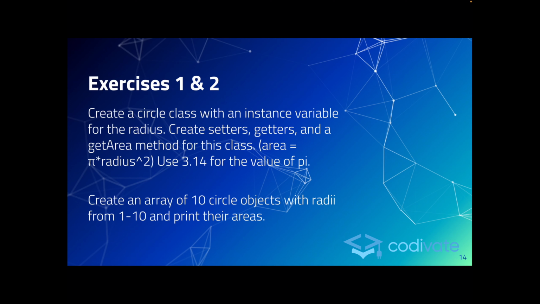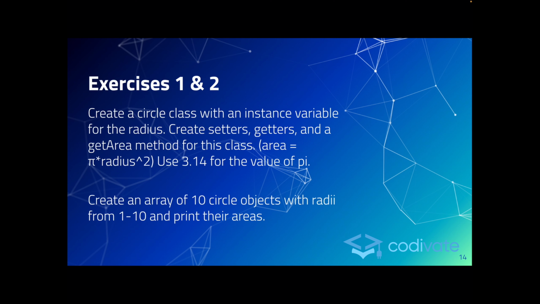Okay, so today we're going to be mainly focusing on our exercises. Here are some of the exercises that you have to do. Start by creating a Circle class with an instance variable for the radius. You should create setters, getters, and also a getArea method for this class. You can remember that the area of a circle is equal to pi times the radius squared. You can use 3.14 for the value of pi. You can also use Math.PI.